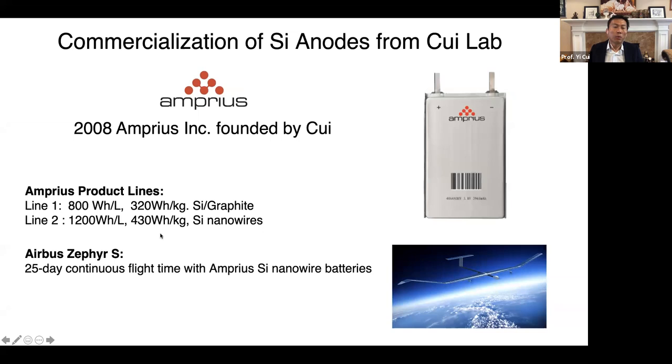I was very excited when Amprius supplied the battery to the Airbus Zephyr S, this commercial drone flying at a very high elevation, with 25 days of continuous flight time. Only very high energy density batteries can power that. I hope this will be able to go into the electric car down the road very soon, with larger scale production coming in.